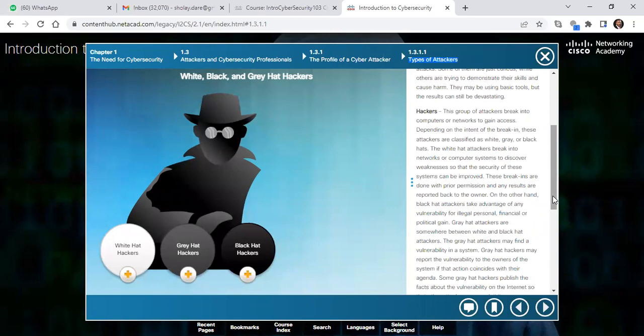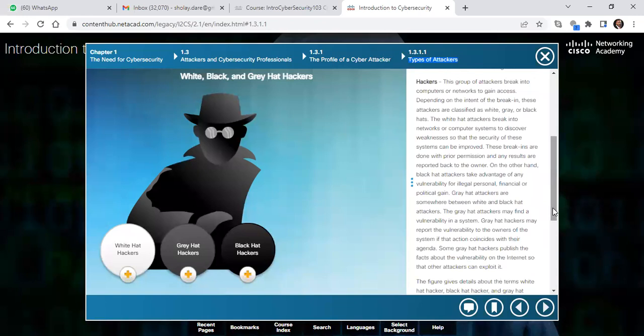So we'll talk about the attackers. The first ones are the amateurs, and the second attackers are the hackers. Now, hackers are the group of attackers that break into computers or networks to gain access, depending on the intent of the break-in. So these attackers are classified as white, gray, or black hats. The white hat attackers break into networks or computer systems to discover weaknesses so that the security of the system can be improved.